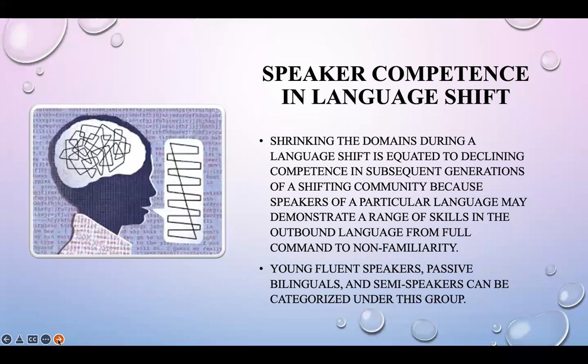Speaker competence in language shift. Shrinking the domains during a language shift is critical to the declining competence in the subsequent generation of a shifting community, because speakers of a particular language may demonstrate a range of skills in the outbound language, from full command to non-familiarity. Young fluent speakers, passive bilinguals, and semi-speakers can be categorized under this group.